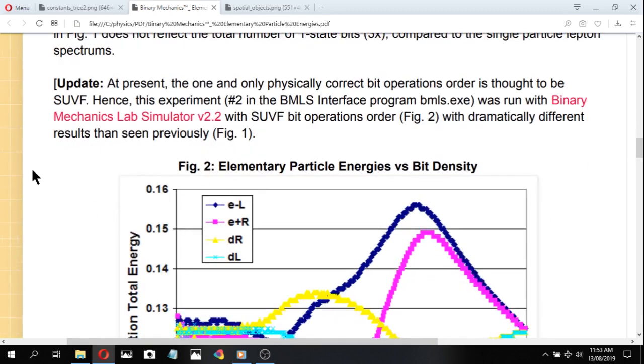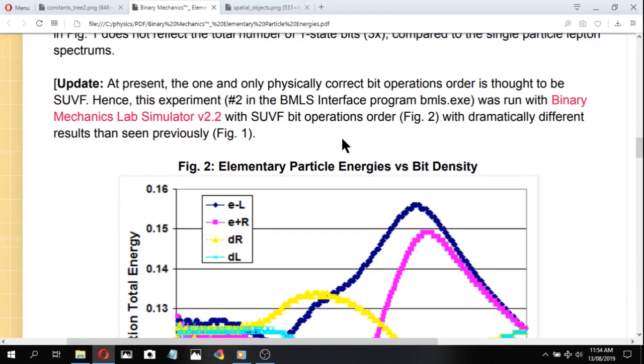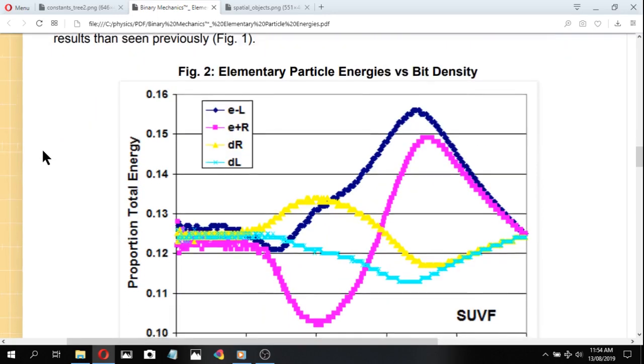Now the update that was in March of 2019. At present, the one and only physically correct bit operations order is thought to be scalar, unconditional, vector, and F for strong. Hence, this experiment, which is number 2 in the BMLS interface program, was run with the Binary Mechanics Lab simulator with SUVF bit operations order, and dramatically different results were obtained than seen previously. And here they are, quite dramatic.